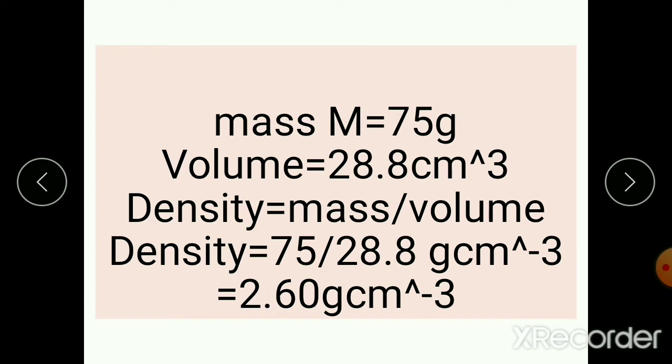So density is equal to mass by volume. Substitute the value of mass and volume. So 75 divided by 28.8 gives you 2.60 gram per centimeter cube. Okay, the density of the given stone is 2.6 gram per centimeter cube. This is how you will find out the density of an irregular solid using the measuring cylinder.